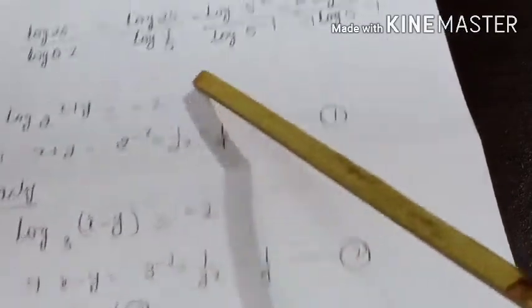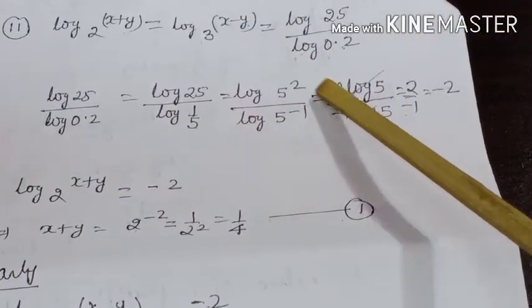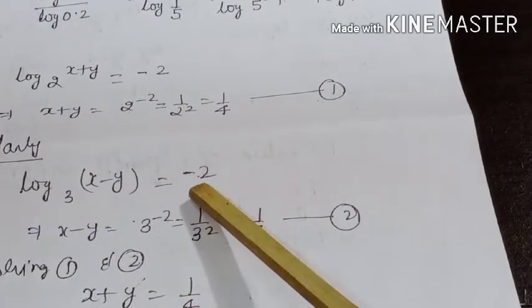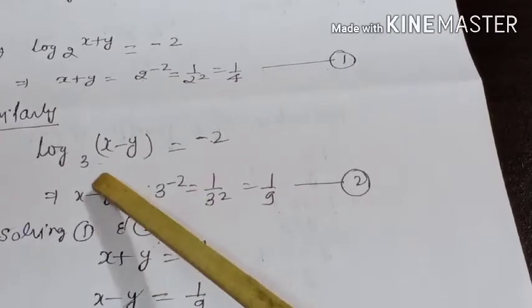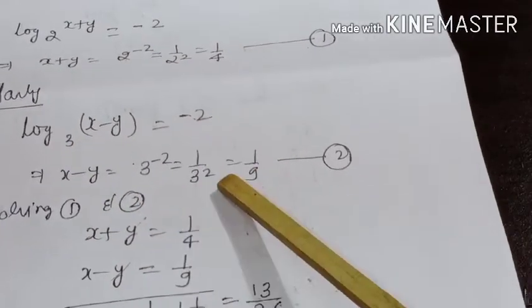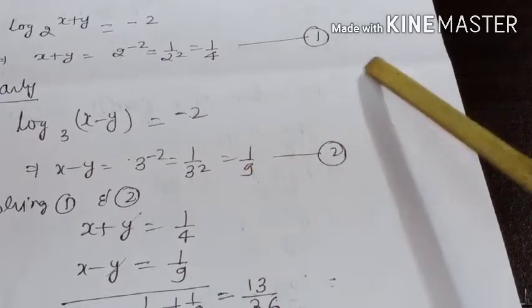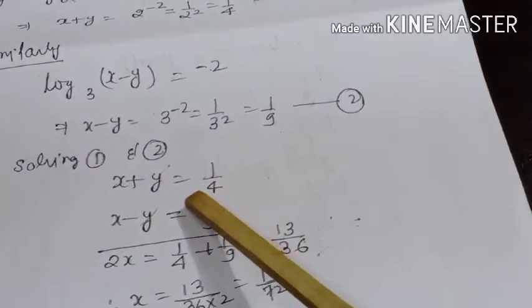Similarly, the second part was there. The second part is log (x minus y) to the base 3 is equal to minus 2. Converting this logarithmic form into exponential form, we will get x minus y is equal to 3 to the power minus 2, which can also be represented as 1 by 3 square, that is 1 by 9. So we have got the first equation and the second equation. We'll solve these two equations.